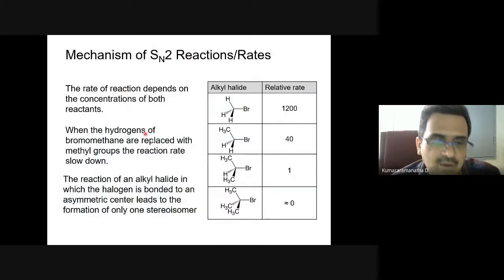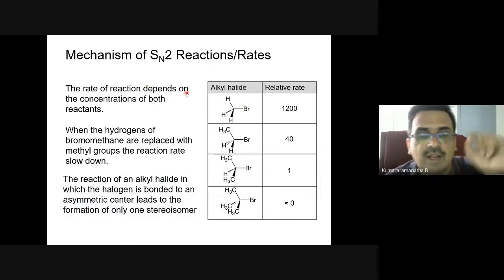And depending on the mechanisms of reaction rates, we can have, just hold on for a minute.